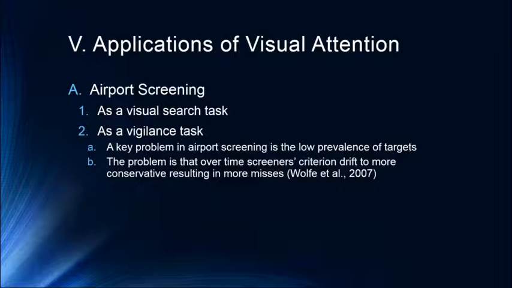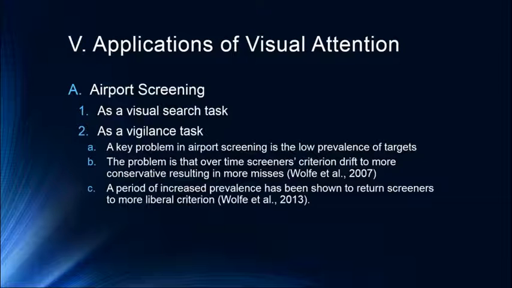And what we find is that over time, screeners' criterion drifts to more conservative, resulting in more misses. So remember, we talked in the last lecture about signal detection theory. People set a criterion, and anything above that they'll say, yes, that's a target. Anything below, they'll say, no, that's not a target. Well, because targets are so relatively rare, people expect targets less and less, and so their criterion drifts to more and more conservative. That's a problem, because then you get more misses the longer somebody's at a screening point. This is one of the reasons why we limit their time.